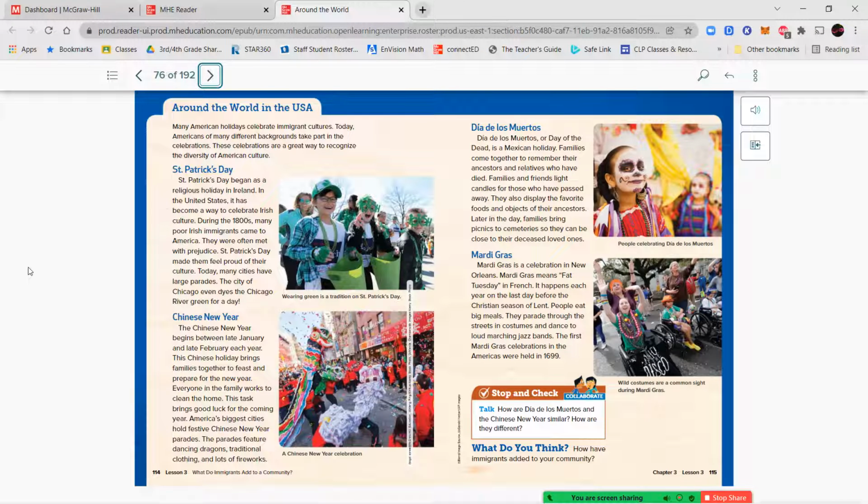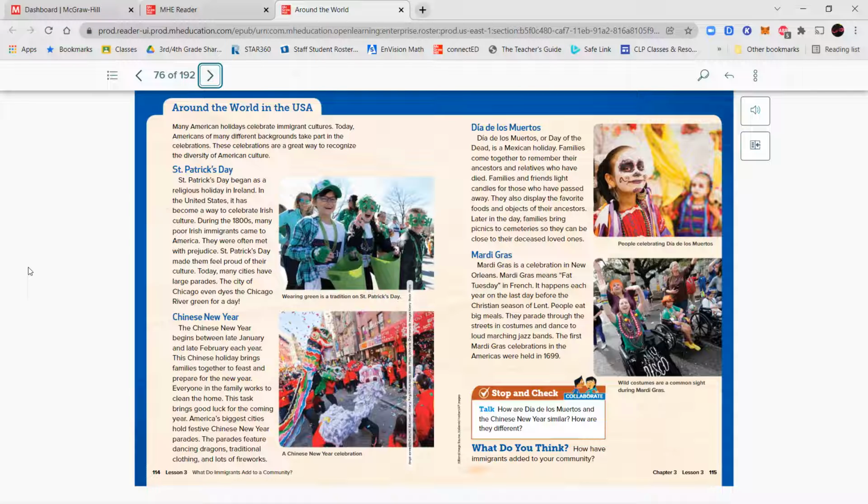Around the world in the USA, many American holidays celebrate immigrant cultures. Today, Americans of many different backgrounds take part in the celebrations. These celebrations are a great way to recognize the diversity of American culture. St. Patrick's Day. St. Patrick's Day began as a religious holiday in Ireland.